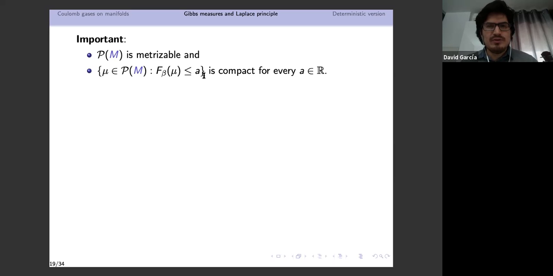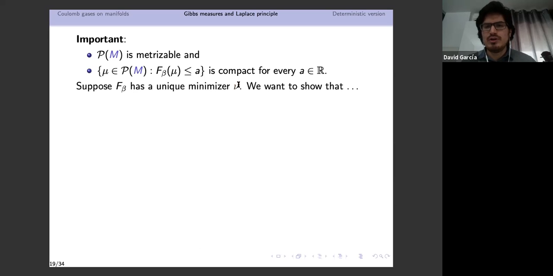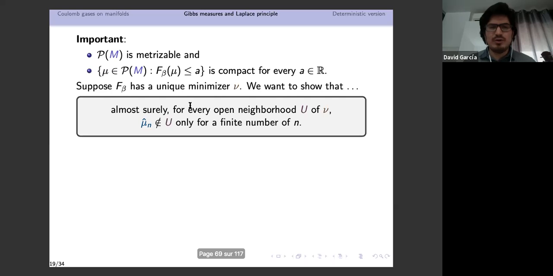So what do we need to know? We suppose f beta has a unique minimizer nu. We want to show that almost surely the empirical measures go to nu. This is the same as saying that almost surely for every open neighborhood U of nu, this statement happens only for a finite number of n. So for large n, these empirical measures mu n hat will belong to U.